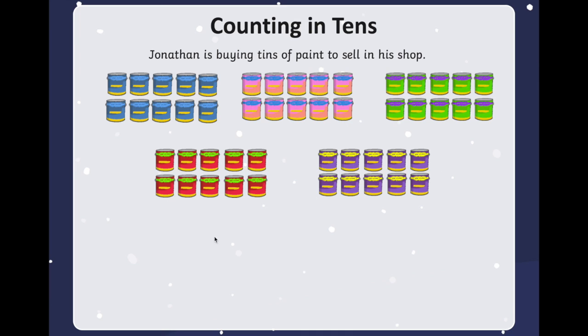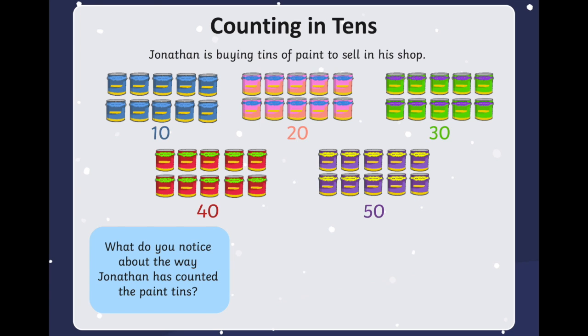Let's help Jonathan count the tins of paint. 10, 20, 30, 40, 50. Well done, everyone. What do you notice about the way Jonathan has counted the paint tins? What do you think? Of course, that's right. He has counted them in groups of 10.